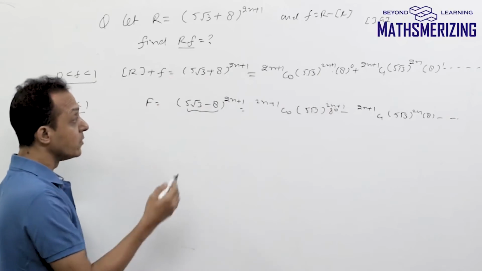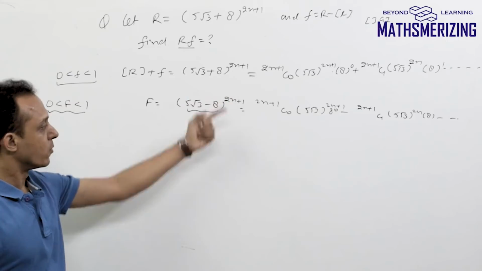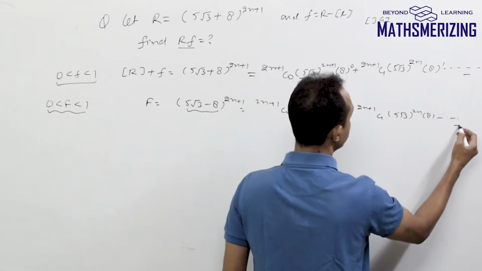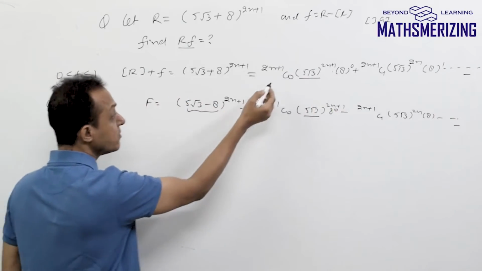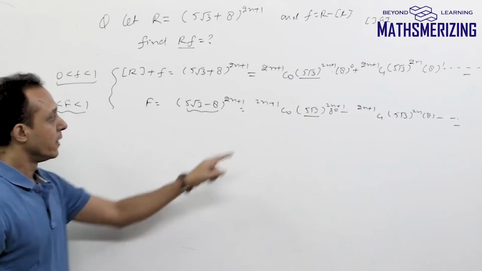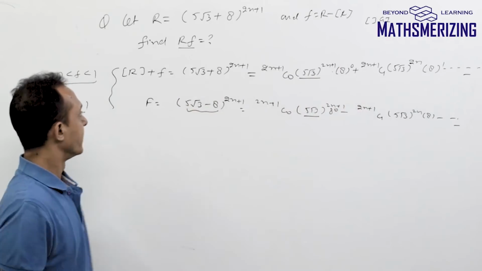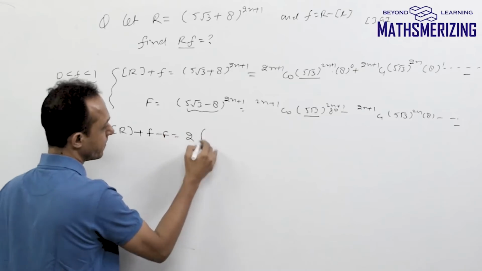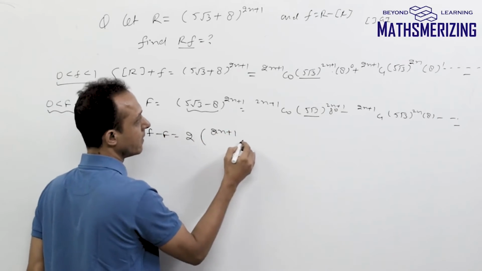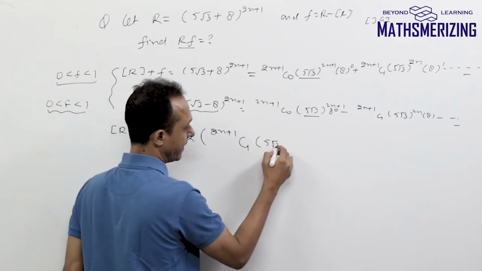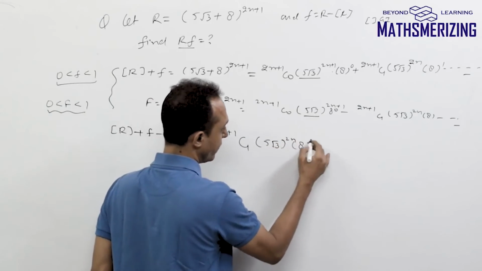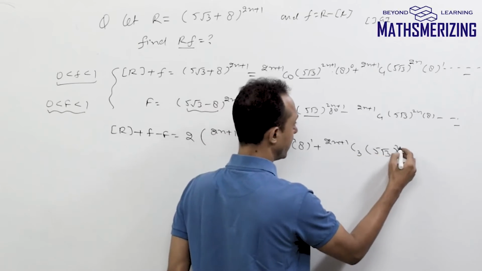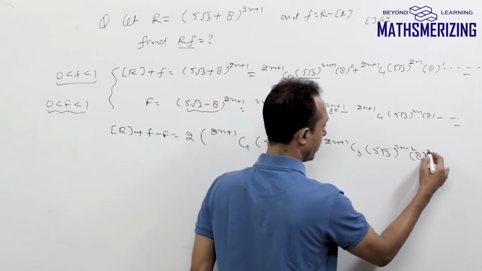So now again I need to cancel terms containing a square root. Now the terms containing a square root are those with 5 root 3 to an odd power. So all I need to do in this case is subtract them. Previously we added them to cancel out the square root parts. Now we'll subtract them. So if I subtract, I'll get R plus f minus F, and there will be 2n plus 1 C1, (5 root 3) to the power 2n, 8 to the power 1, 2n plus 1 C3, (5 root 3) to the power 2n minus 2, there will be 8 cubed.